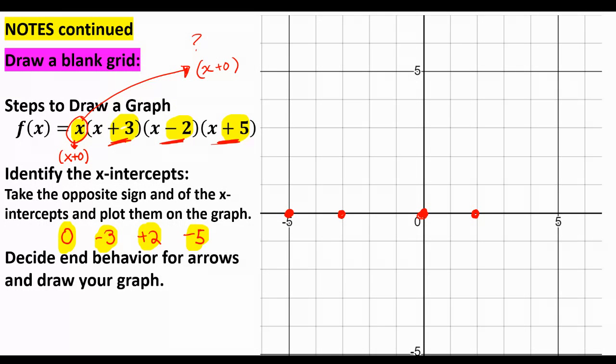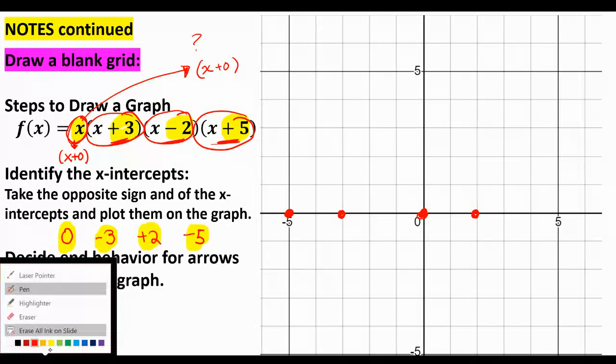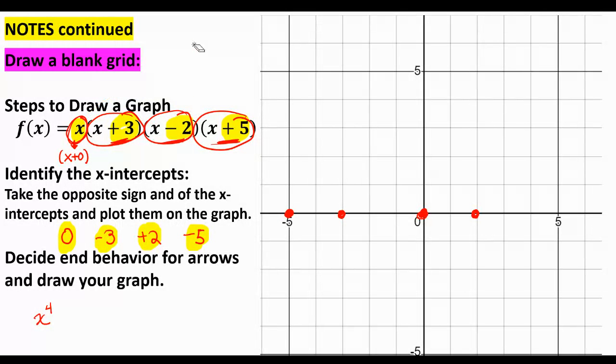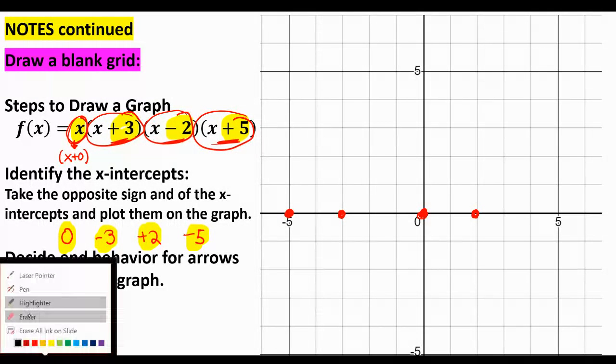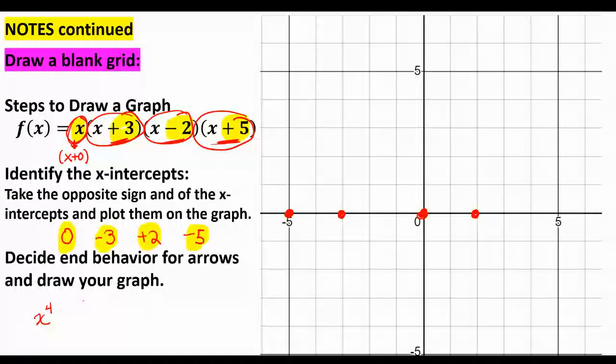Then we need to decide the end behavior. So we have to count how many factors we have. So we have 1, 2, 3, 4. So this is an x to the 4th graph. 1, 2, 3, 4, right? So x to the 4th. So if you look back to your notes from last week, that's an even degree.